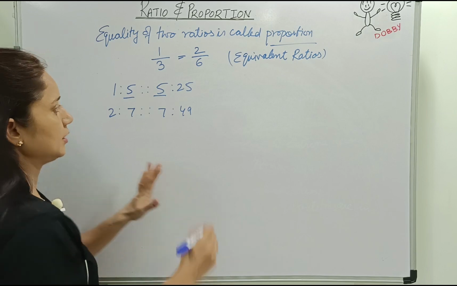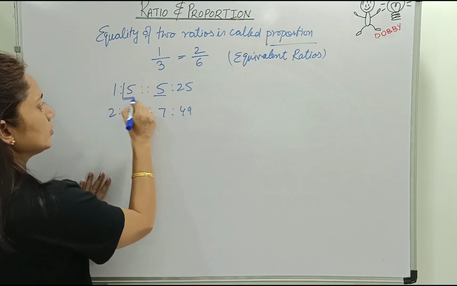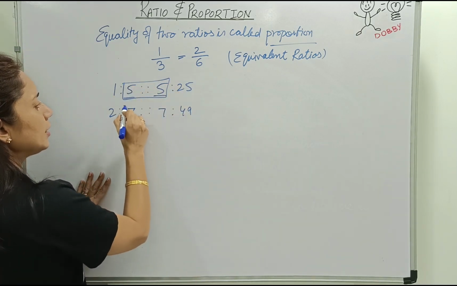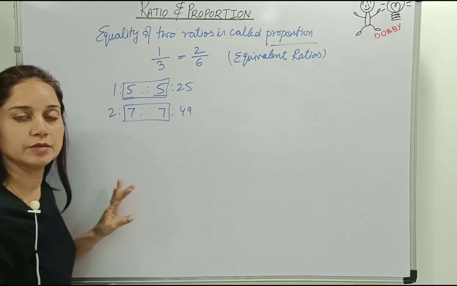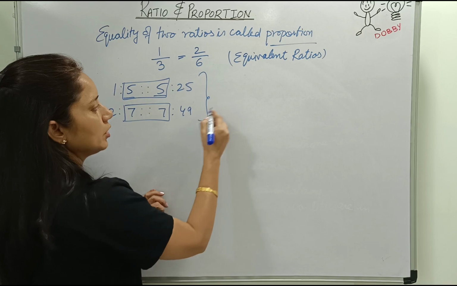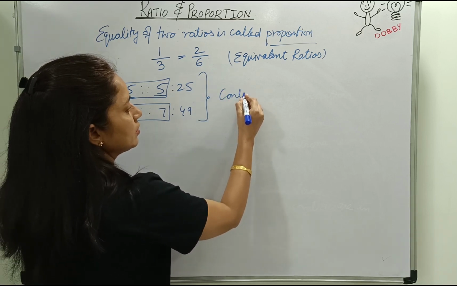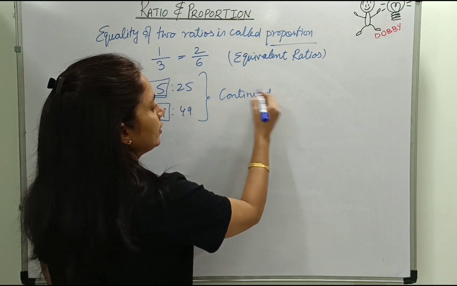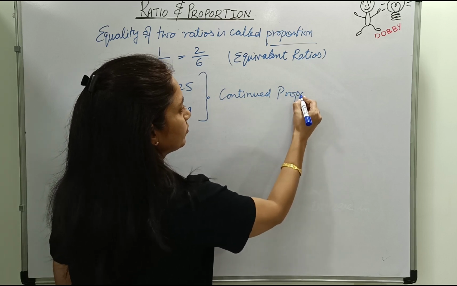Here also question is asking whether they are in proportion. In such cases, when the second term and the third term are equal in a proportion, then it is said to be continued proportion. The term is continued proportion.